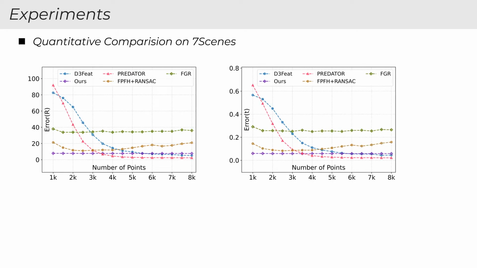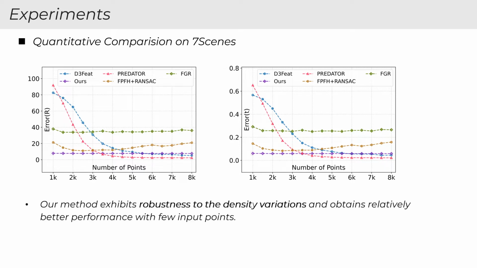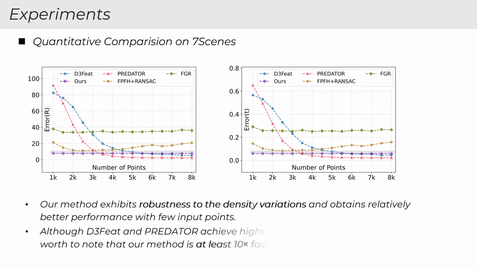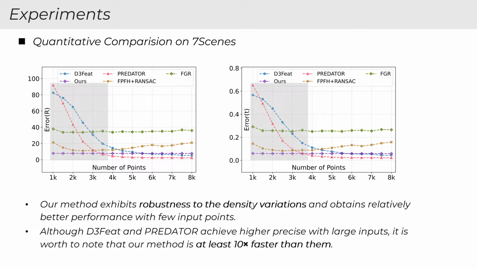We also compare our algorithm with several traditional methods and recently proposed learning-based methods, which mainly focus on the indoor scenario, such as D3Feat and Predator. As shown in the figure, our method exhibits robustness to the density variations and obtains relatively better performance with few input points. It is worth noting that although D3Feat and Predator achieve higher precision with large inputs, our method is at least 10 times faster than them.